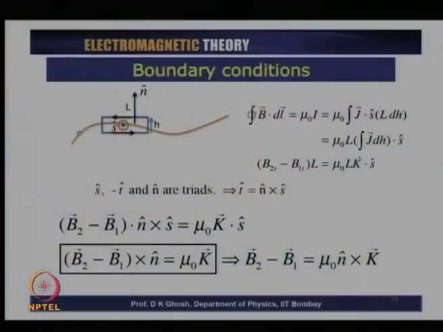Now, the tangential component poses a little more tricky situation, but let me go through this. What I do is, I have this boundary and I take a rectangular loop of height h, which will be taken to be small compared to these distances. And what I will do is to calculate the integral of B dot d l. We know that integral of B dot d l is mu 0 I. The current I is J dot S and the surface area is L d h.